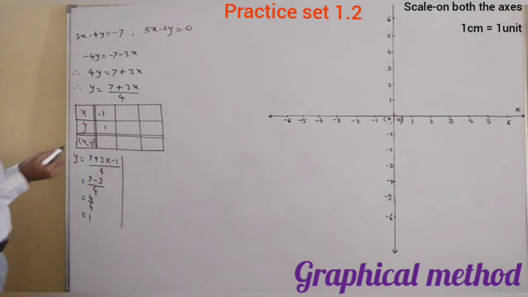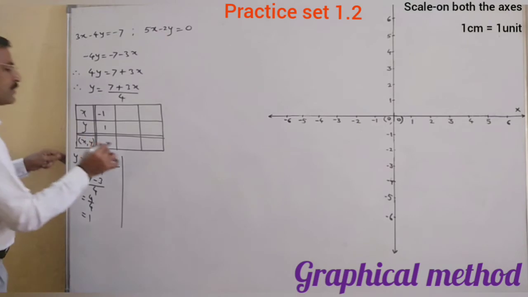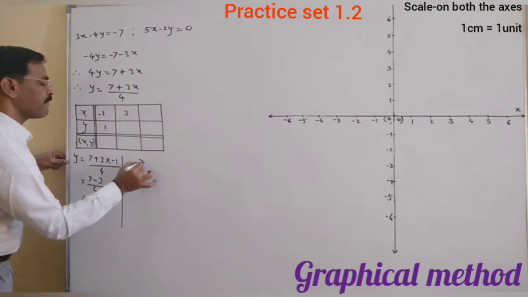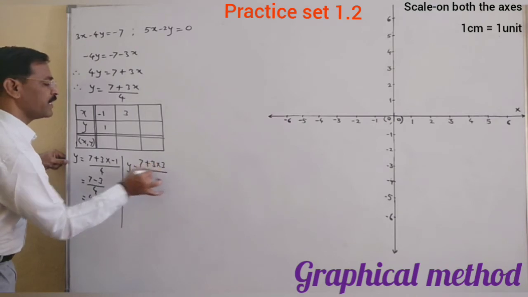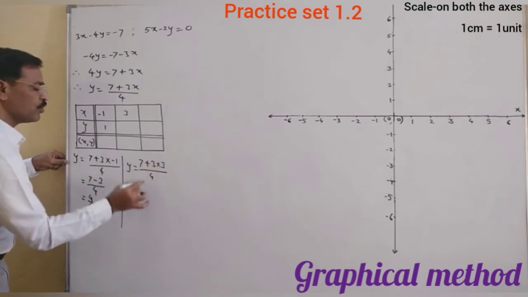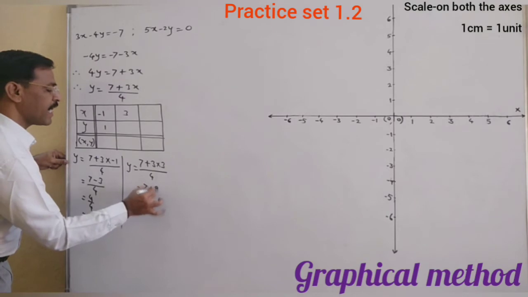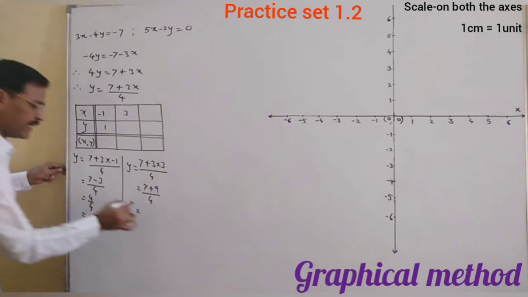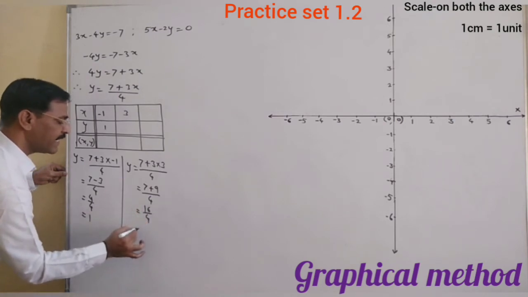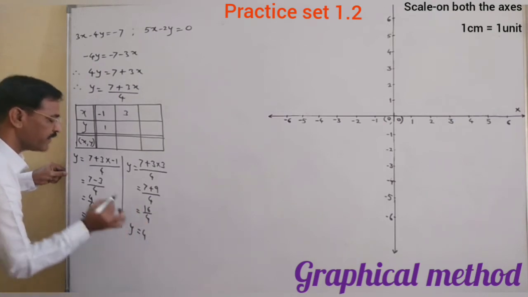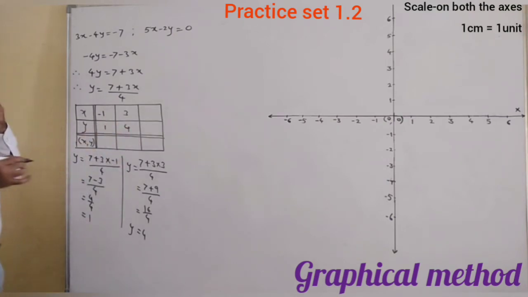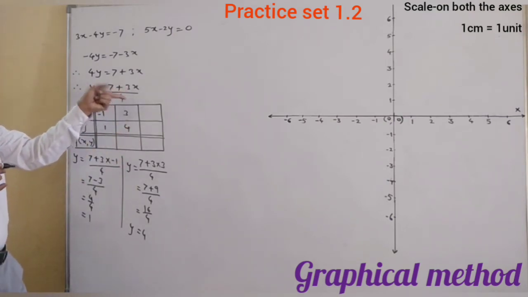Similarly, now we'll take, suppose, 3 here. Let's see. Y equal to (7 plus 3 into 3) upon 4. So 7 plus 3 3s are 9 upon 4. What is 7 plus 9? 16. So which is exactly divisible by 4. Okay friends? Now one more point we have to take here. We will take, suppose, -5.